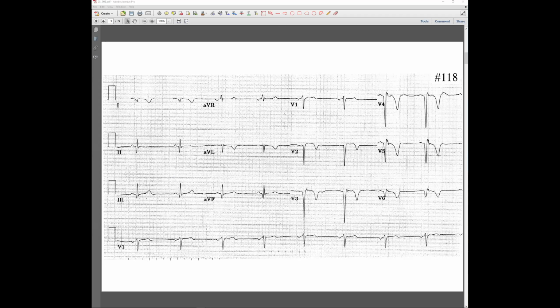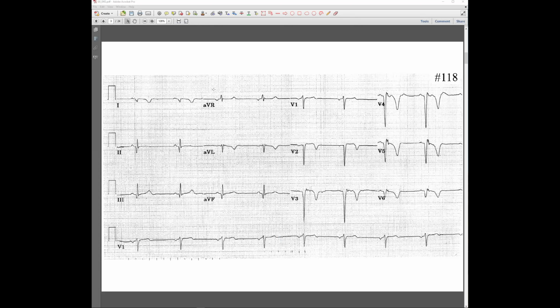And the axis is extreme right deviation because you do see lead 1 is negative and then AVR is positive. Exactly. So it's extreme right deviation, and it's more than 120. Okay, more than 120. Okay, go on.